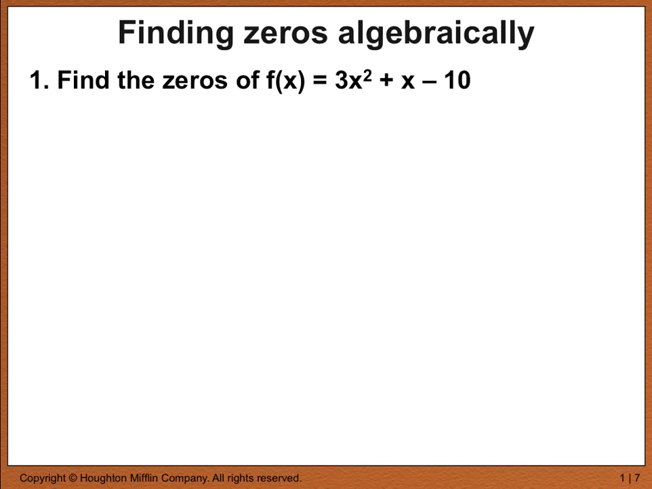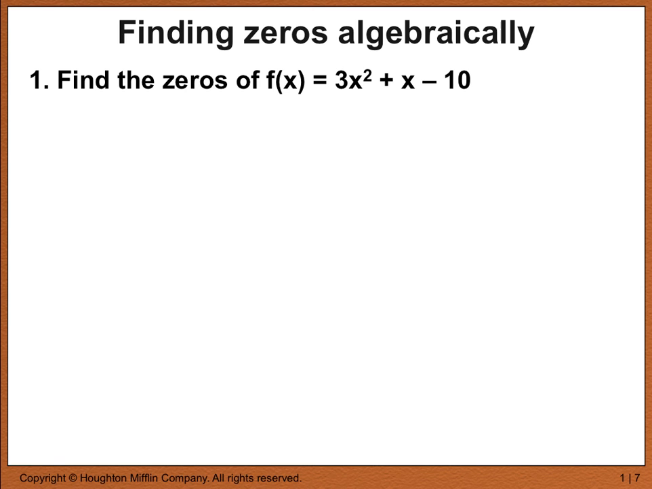Now let's review finding zeros algebraically. This is something that you did in Algebra 2. We're going to be doing it a lot, especially in the next chapter, Chapter 2, but it's important to review this now. Obviously, you can find zeros graphically just by looking at the graph and seeing where the x-intercepts are. But how do you do it algebraically? Let's look at this first example. Find the zeros of f of x equals 3x squared plus x minus 10.